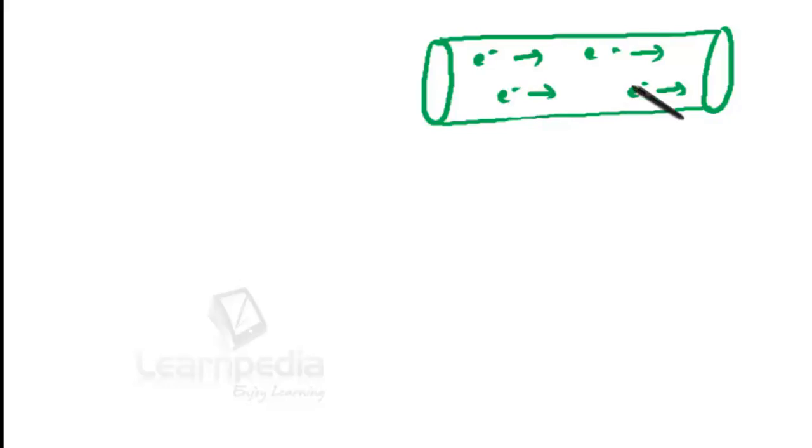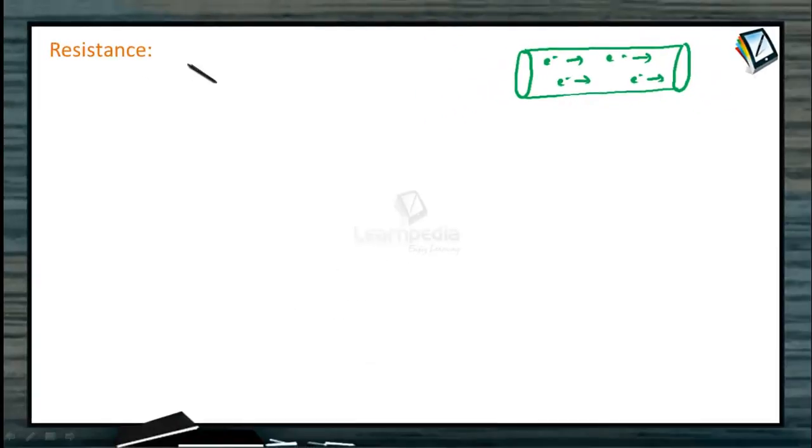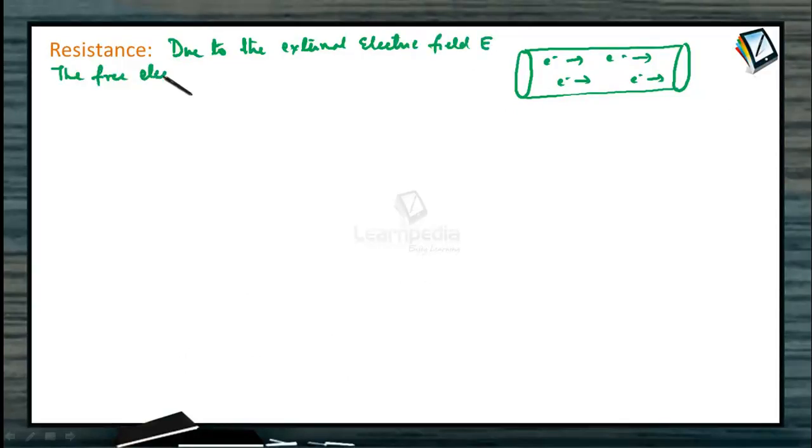Suppose due to the electric field, if we consider, what is going to happen? Due to the external electric field, capital E, the free electrons will move within the conductor.